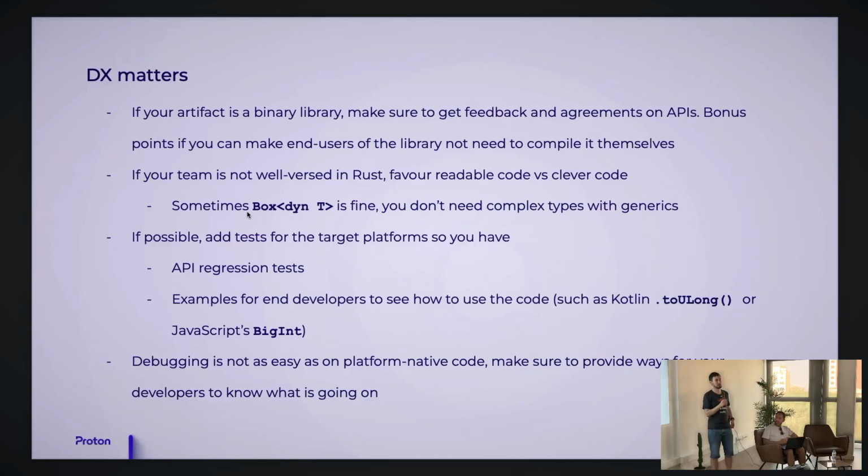Also, things that we have learned across the way. If your team is not already well-versed in Rust, favor readable code versus clever code. Everybody feels super fancy writing this triple generic nested code, but in the end, if you are a new joiner and you are new to Rust, you may read the Rust book, you may start coding your first pet projects in Rust, but if you see a 3-level deep type, you probably are going to be scared away and will probably close the window, which is what I would probably do.